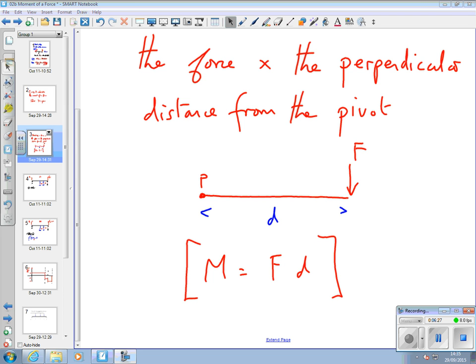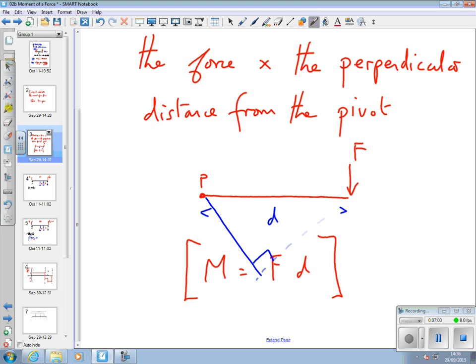So what do I mean about this perpendicular distance here? Well, if this force is acting straight down, then this is the perpendicular distance. In other words, there's a right angle between the direction of the force and the distance I'm measuring from the pivot. So that's a perpendicular distance. If this force was not acting at right angles, but it was acting like that, then what I would have to do is start to use geometry. I would continue this line down here like this, and work out this distance, which is the perpendicular distance from the pivot.